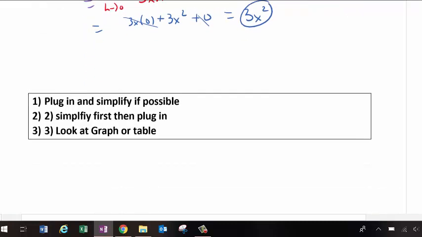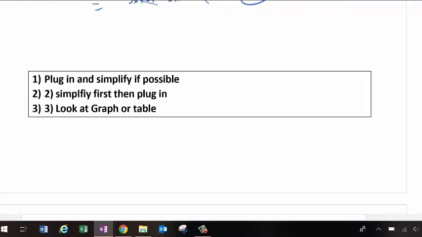So in general, when you are asked to find a limit, your first step absolutely should be plug in and simplify if it's possible. If you get 0 over 0, that probably suggests you need to simplify first and then plug in. Either factoring, or get rid of a complex fraction. You saw all three formats here.